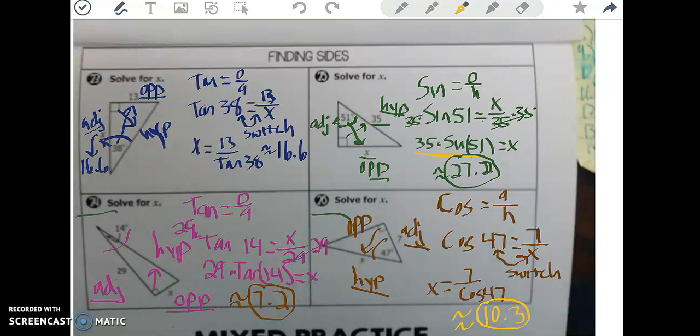Okay? So on 24, you should get 7.2 as your side x. And then on 26, you should get 10.3, because we used cosine, which is adjacent and hypotenuse. And then on 24, we had the opposite and adjacent, which was the tangent.